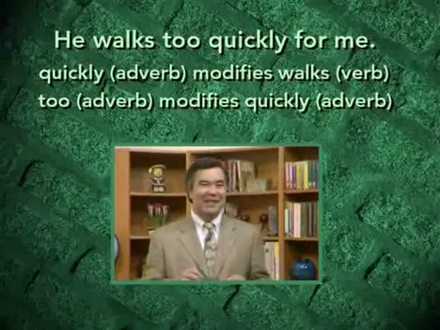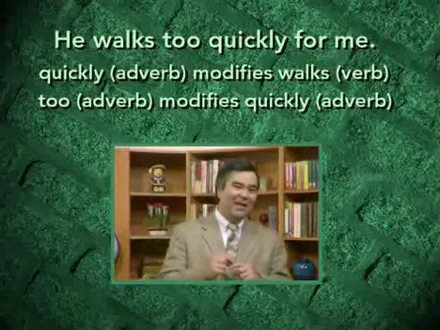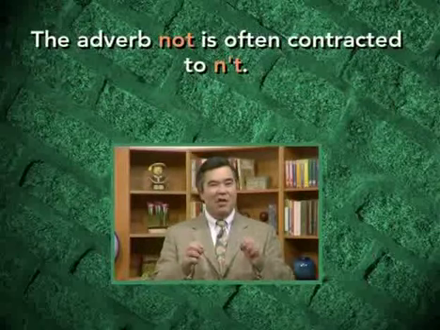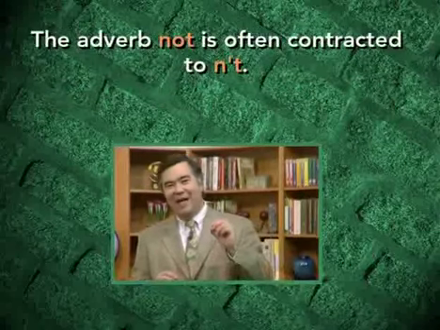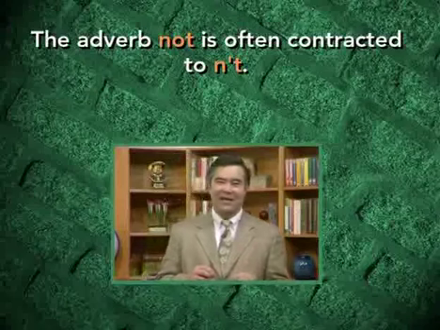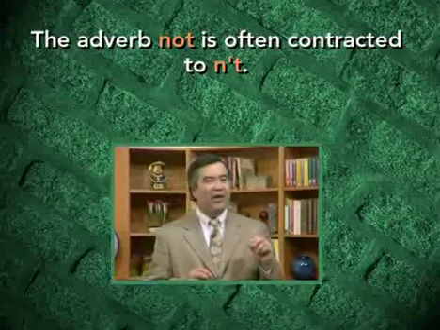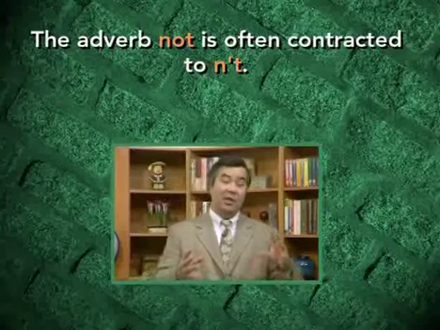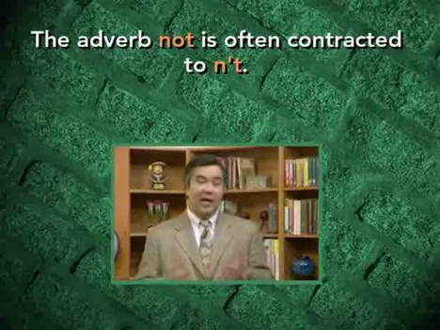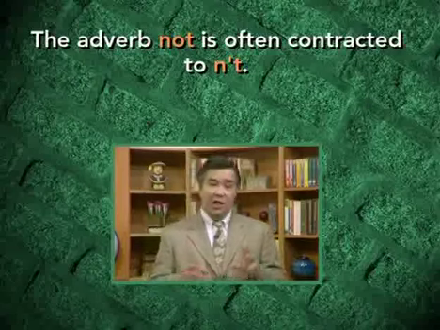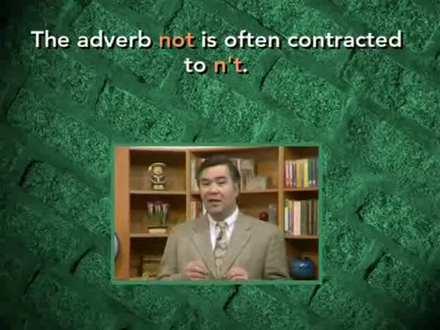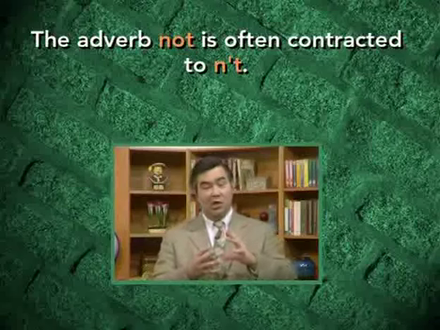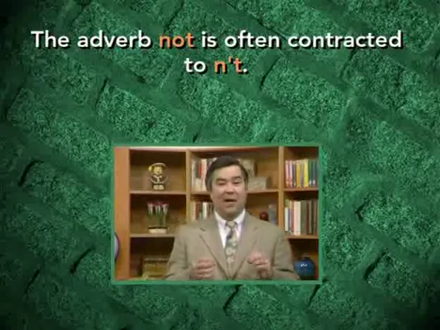So, as we've seen in these examples, an adverb can modify a verb, it can modify an adjective, or it can modify another adverb. Notice that the adverb not, which we mentioned as one of the most important and common adverbs, is often contracted to n apostrophe t. To contract a word means to shorten it by leaving out some of the letters. And when you make a contraction in English, you mark the letters that have been omitted with an apostrophe. So the adverb not is shortened into the contraction n apostrophe t.